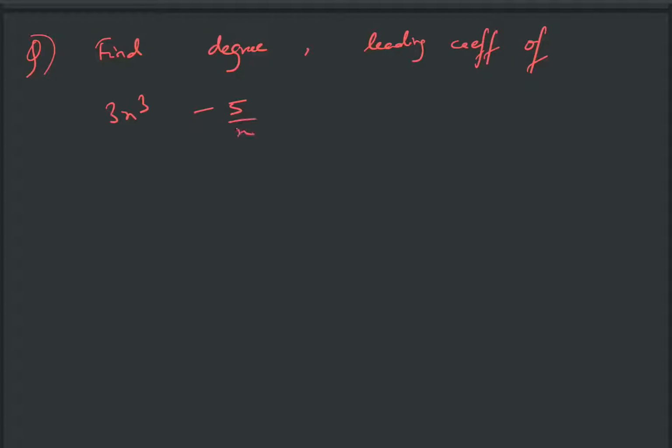So let me give you a question. Find the degree and leading coefficient of, say, 3x³ − 5/x + 7/x¹⁰ + 2. So you can pause the video and try this. Find the degree and leading coefficient of this. See, if you tell that the degree is 3, then I think you are wrong, because first of all, this is not a polynomial, right?